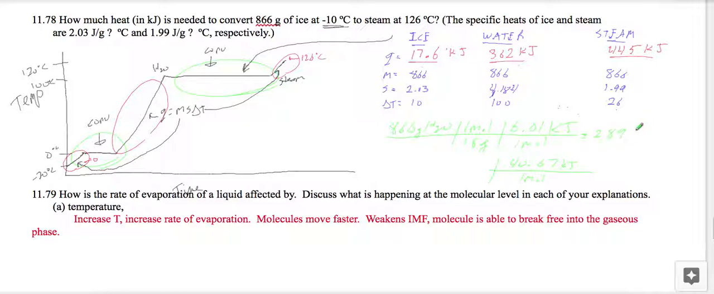$289 kilojoules. One 957 kilojoules. So I have all of these different numbers here, what we have looked at. Now all we have to do with them is to add them together. Once we have them all added together, we get our answer.